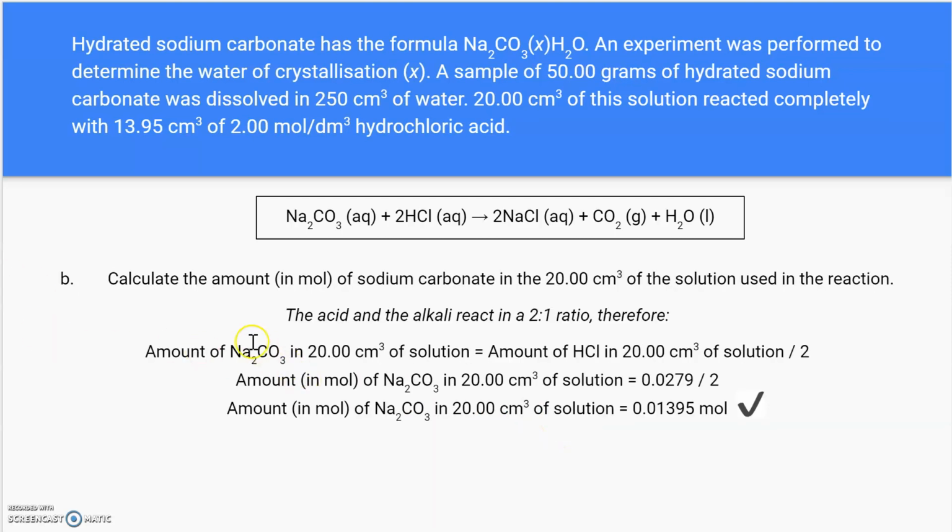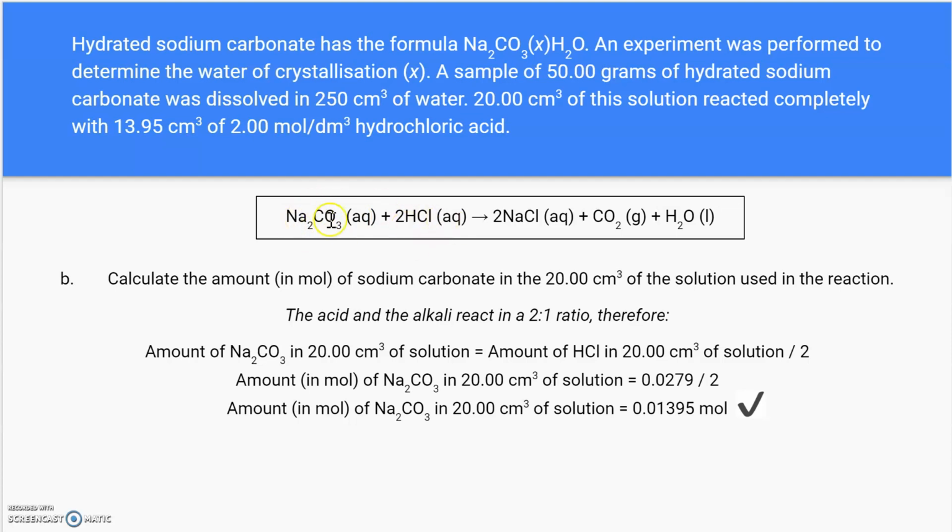Part B asks us to calculate the amount in moles of sodium carbonate in the 20 cm³ of the solution used in the reaction. Now, we're asked to calculate something within the solution used in the reaction, so we need to look at the molar ratios of the reactants. We need to see the molar ratios between the acid and the alkali. So in this case, there are 2 moles of the acid, which is hydrochloric acid, that react with 1 mole of the alkali, which is sodium carbonate in this case.